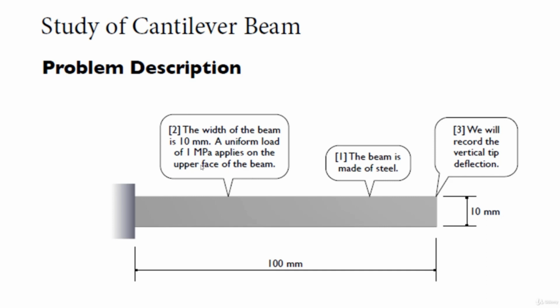Then a uniform load of 1 MPa has been applied on the top face of this particular cantilever beam, and see, this beam is made up of steel. So what we need to do is find out what are the different stresses that occur inside this particular cantilever beam, and also find out the value of the deflection that is going to occur inside this cantilever beam due to the applied pressure load of 1 MPa.